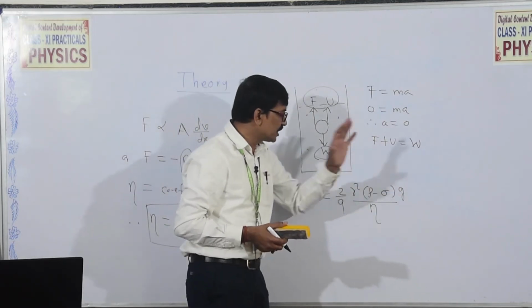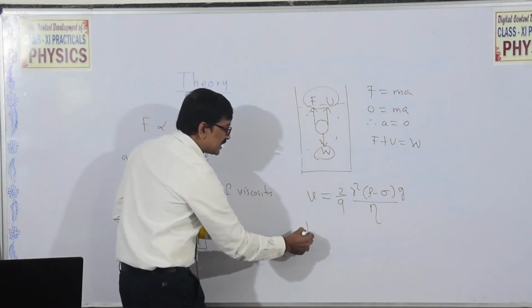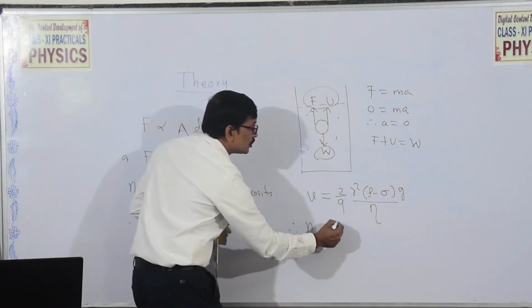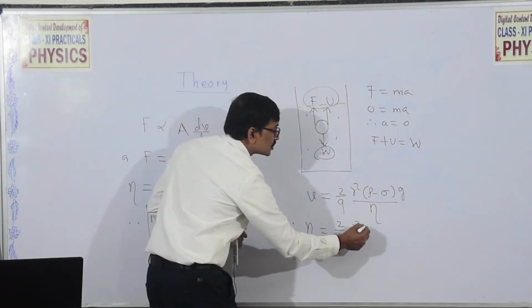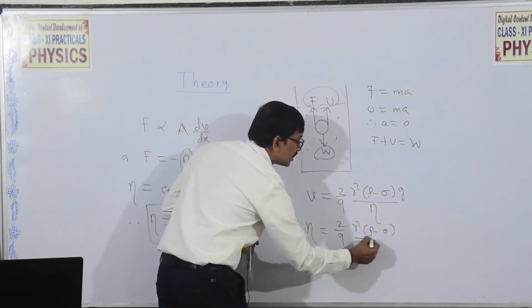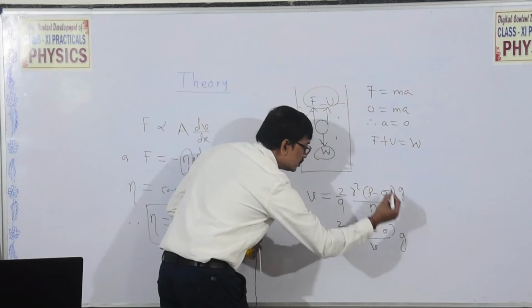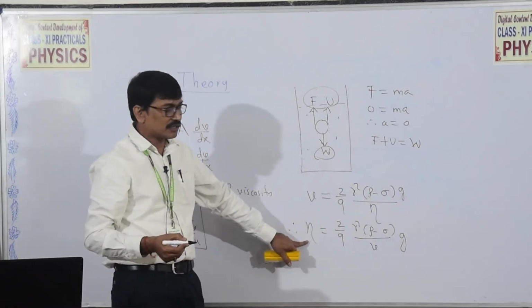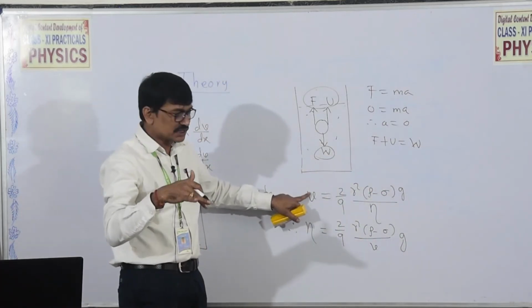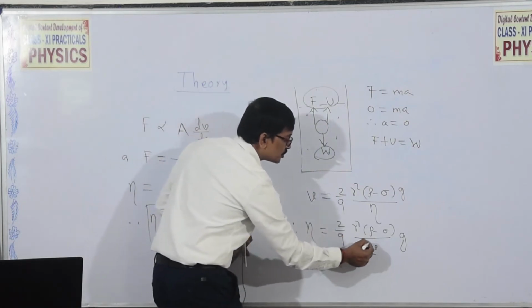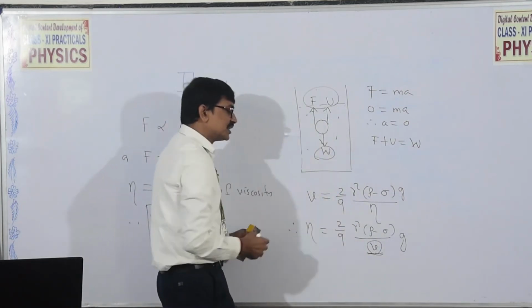But we will find out here eta. Our aim is eta, therefore eta equals 2 by 9 r square, rho minus sigma, divided by v, whole into g. Because our aim is to find out eta, not v. We will measure the terminal velocity. After getting the terminal velocity, you can put the value of terminal velocity here.